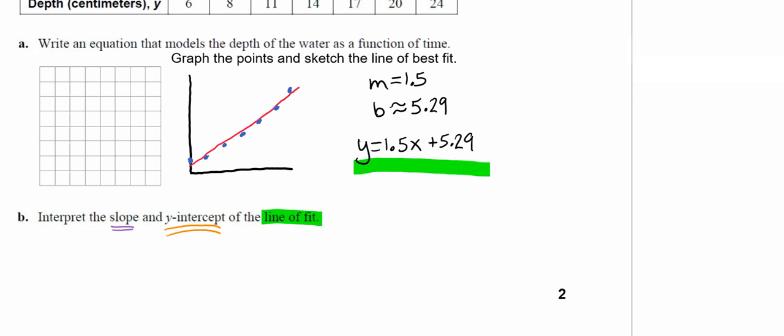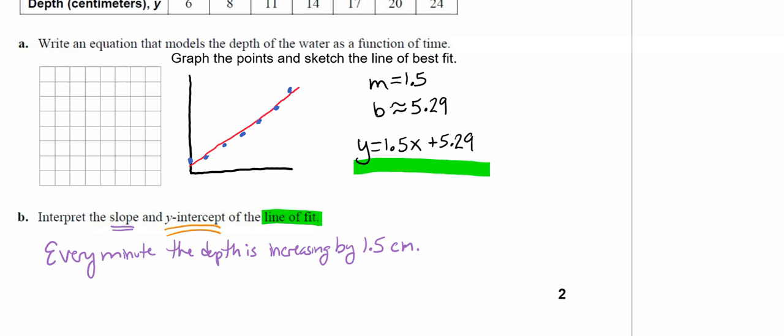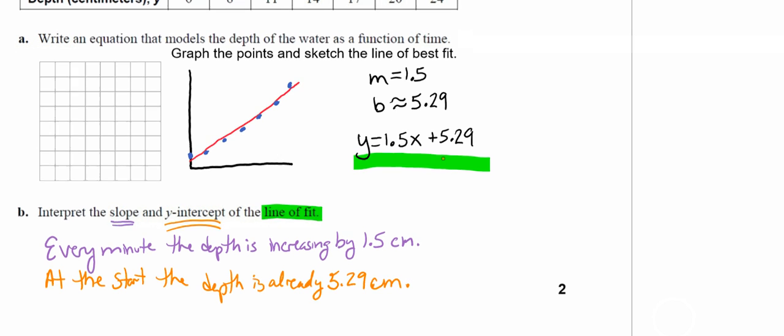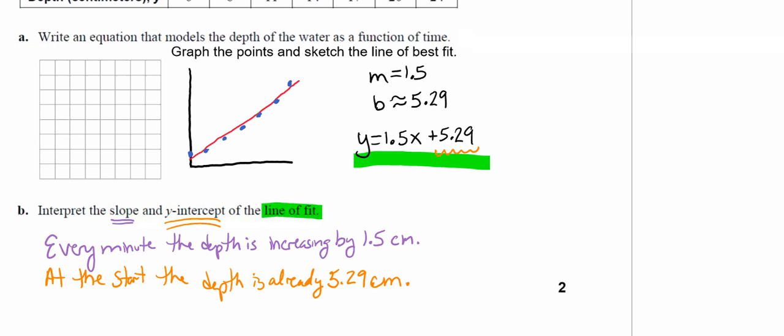Now our line of fit is this y equals 1.5x plus 5.29. So what the slope is saying there, what that 1.5 means, is that every minute the depth is increased by 1.5 centimeters. And the y-intercept, or the 5.29, is saying that at the start, the depth is already 5.29 centimeters. It's already at that. Okay, so this was our y-intercept, sorry, and this was our slope. And that's what those are talking about.